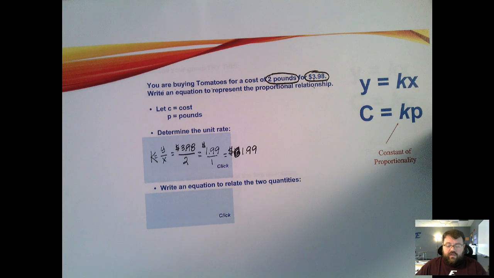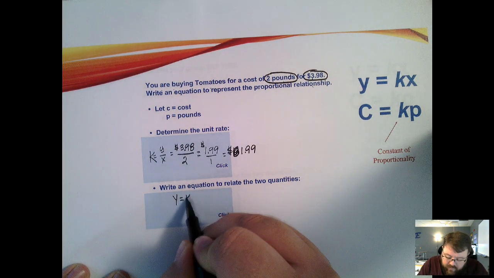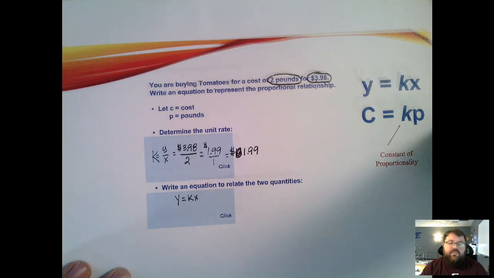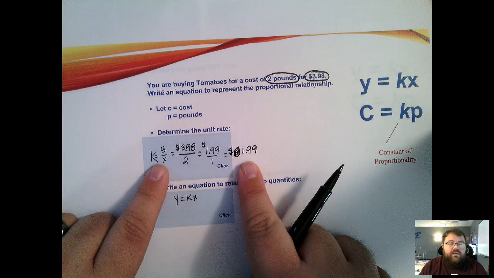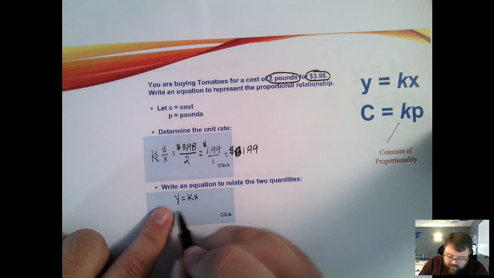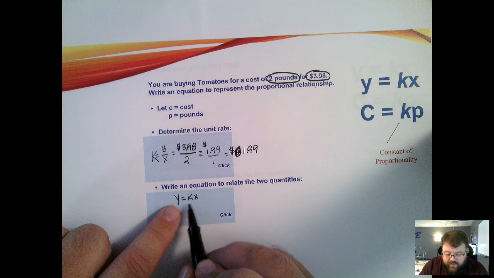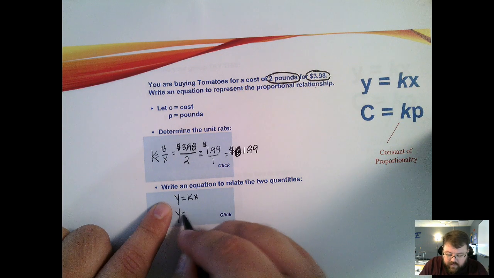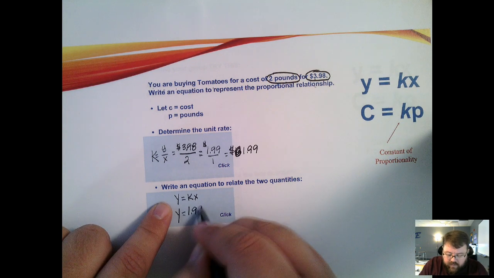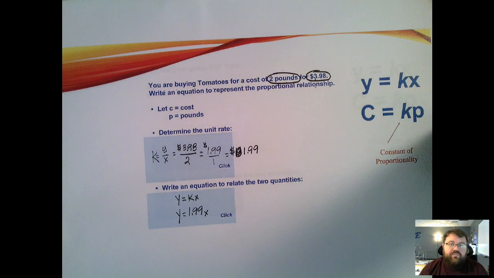Okay. Now let's think of the equation. The equation that I had you write down was Y equals KX. Now we know that K is equal to $1.99. So I have K in my equation. So in place of K, I'm going to put $1.99. Y equals $1.99X. And that's my equation.